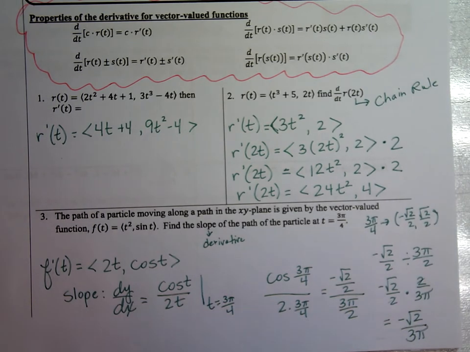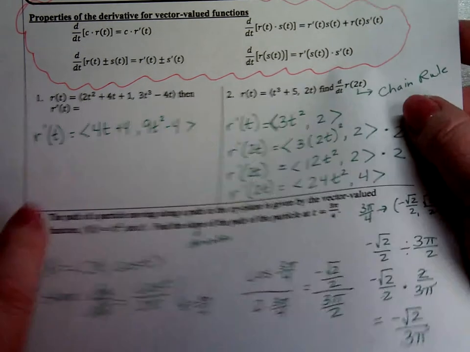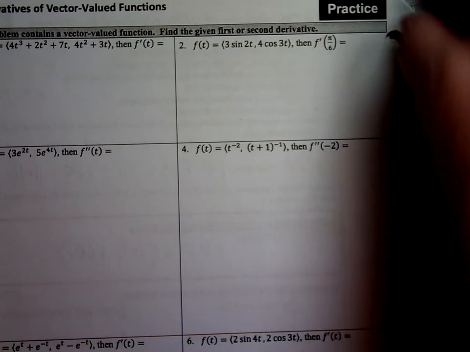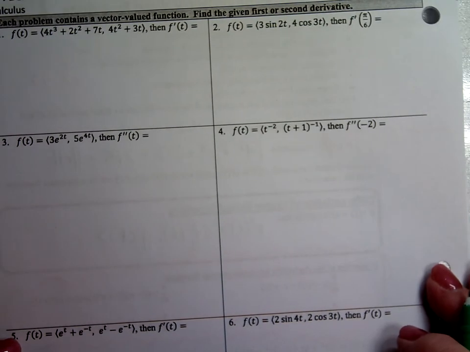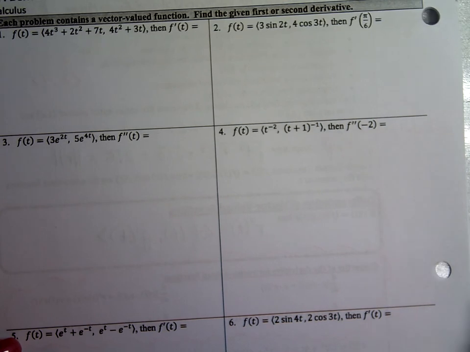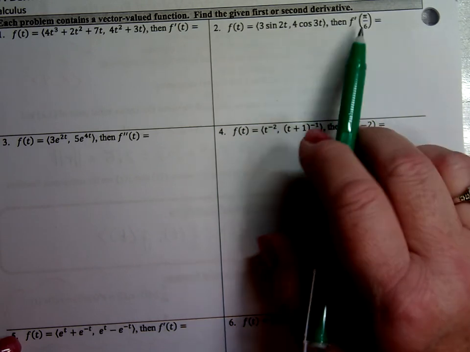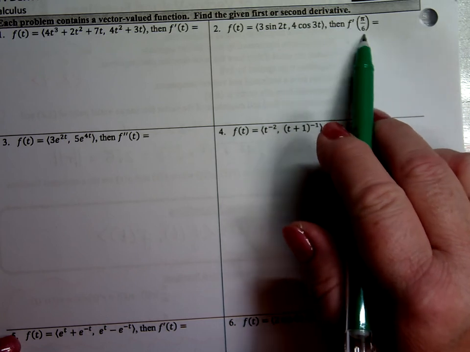And that takes care of the example problems for this. I'm going to pick just a couple of the practice problems to show you, and then we'll be done. First practice problem I picked is number 2. All right, here comes number 2. The directions say each problem contains a vector valued function. Find the given first or second derivative. Well, in this case, they want me to find the first derivative when my t value is pi over 6.